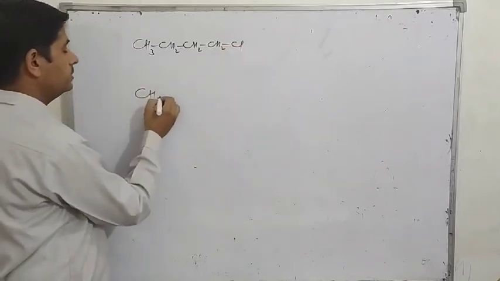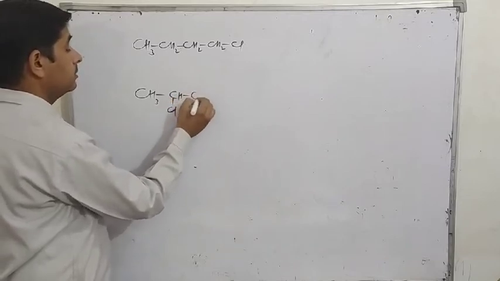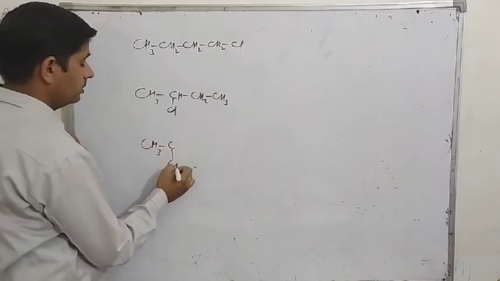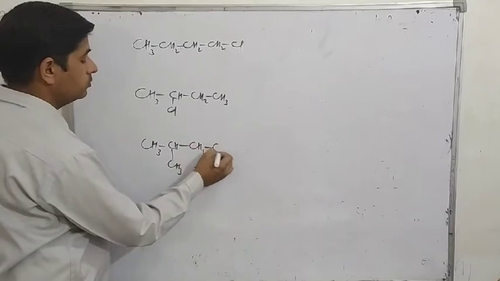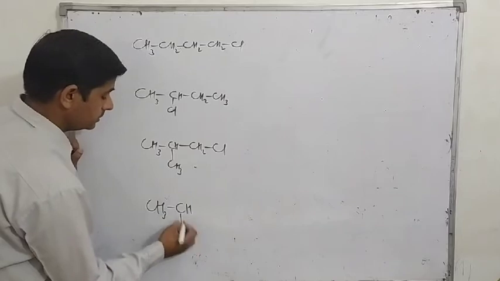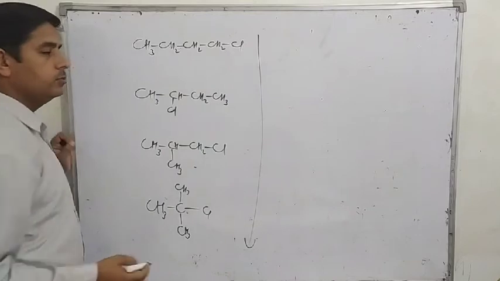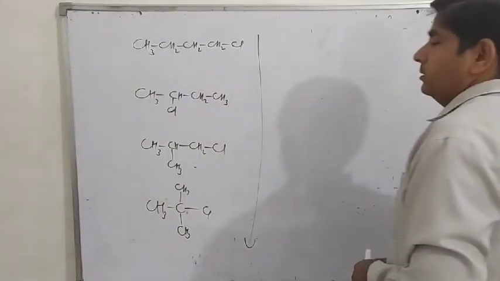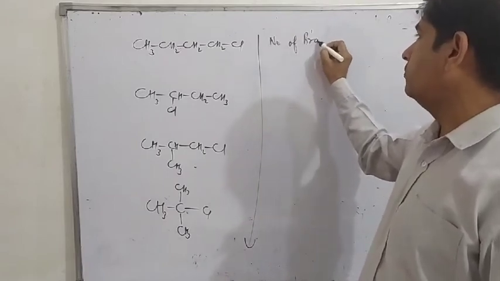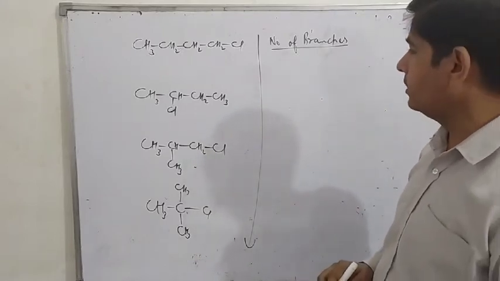And second we have CH3, CHCl, CH2, CH3, and third we have CH3, CH3, CH2 and Cl, and next we have CH3, CH3 and CH3 and Cl. Okay, when we come down, we can observe that as we come down, the number of branches of butyl halide or butyl chloride increases.